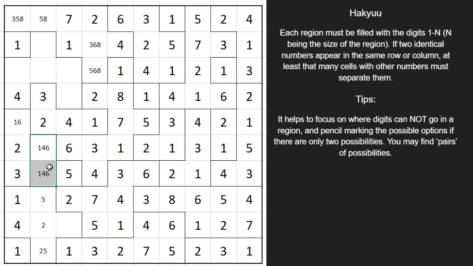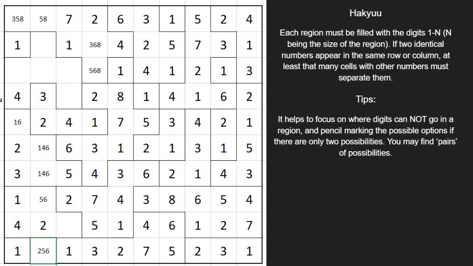If one of these were a 6, that would force the 6 here. Oh, a 6. No, this 6 here means these can't be 6s. Right? This is a 6-cell region. So because of this 6, we can't have a 6 here, forcing a 6 in one of these next to the 5s, and that's going to create a 5, 6 pair. So this cannot be a 2. This must be the 2.